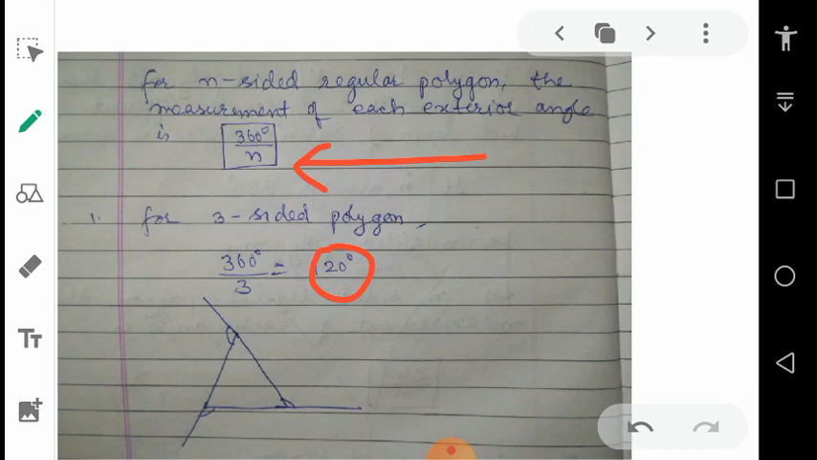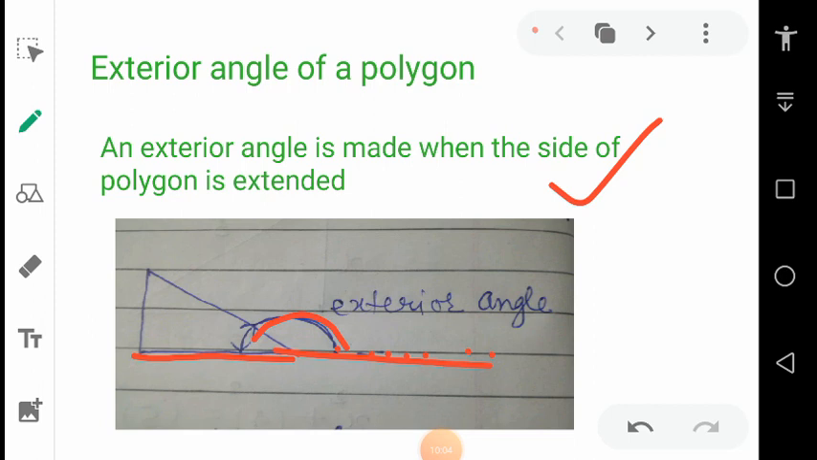Okay, now see the diagram. So revise a few points. Exterior angle of a polygon is what? An exterior angle is made when the sides of a polygon are extended. You can extend the sides in different manner. For example, here in this figure you can extend this hypotenuse also, so this is the exterior angle, or you can extend this horizontal line also, this is an exterior angle, and in both the cases it is the same.